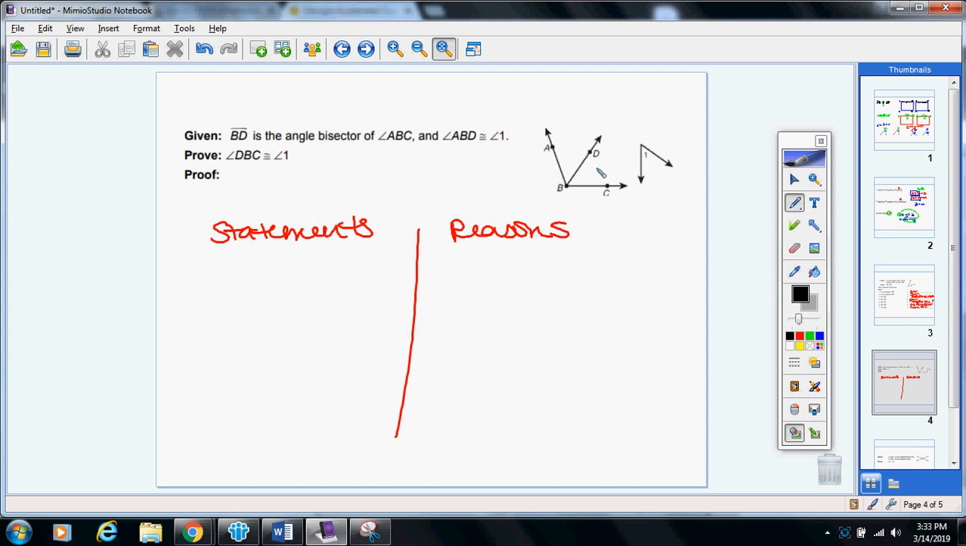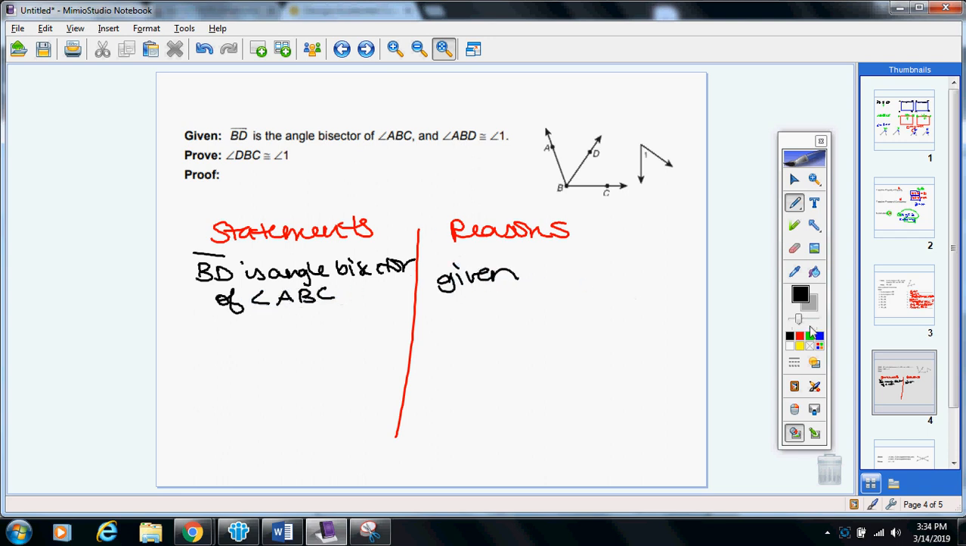We are given that BD is an angle bisector of angle ABC. Now, an angle bisector splits an angle up into two congruent angles. So we know that this angle is congruent to this angle. That's what an angle bisector does. So BD is angle bisector of angle ABC, and that is given.